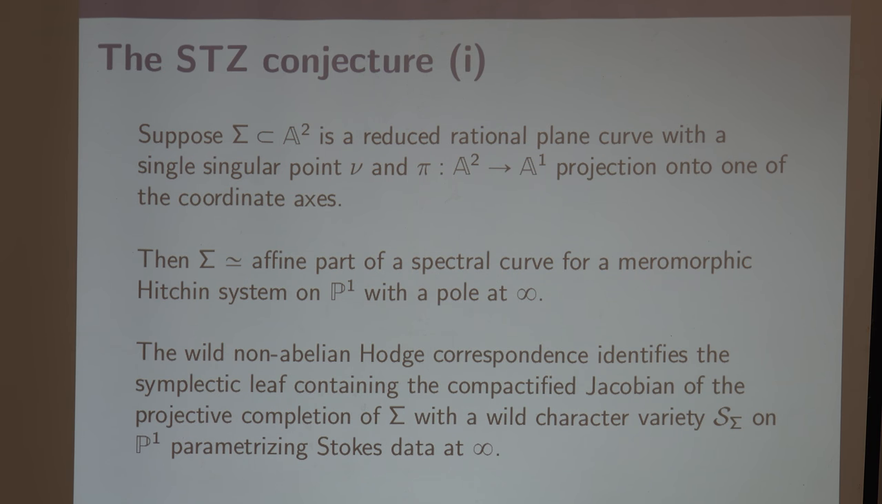And then you can use the non-abelian Hodge correspondence to identify the symplectic leaf containing the compactified Jacobian of that spectral curve with the wild character variety, and you can express that wild character variety entirely in terms of the curve, and in fact entirely in terms of the link of the singularity of the curve. It has only one singularity. And so it's a wild character variety parameterizing Stokes data at infinity for those Higgs bundles with this particular spectral curve.